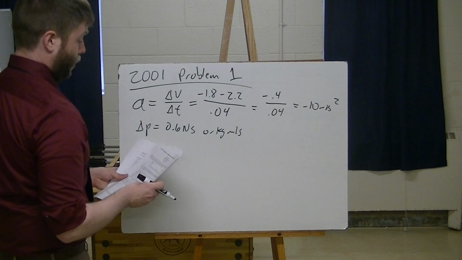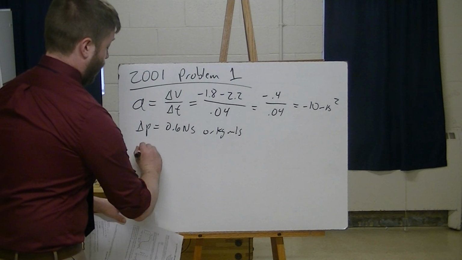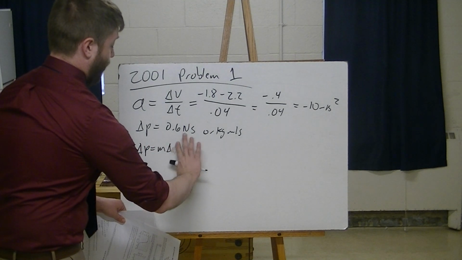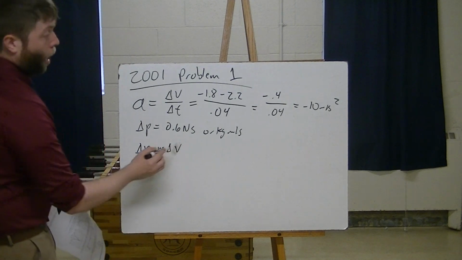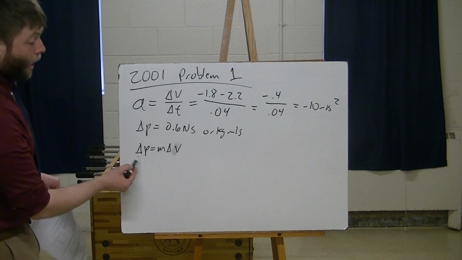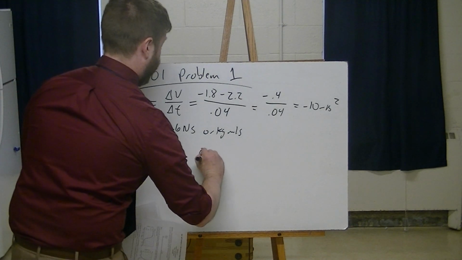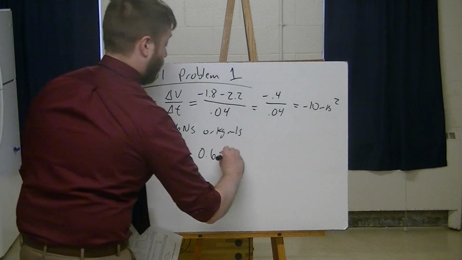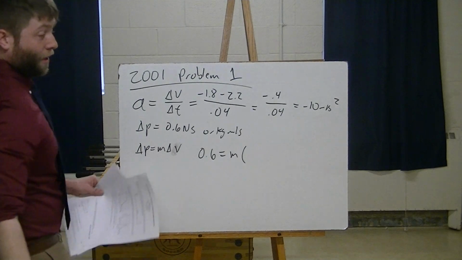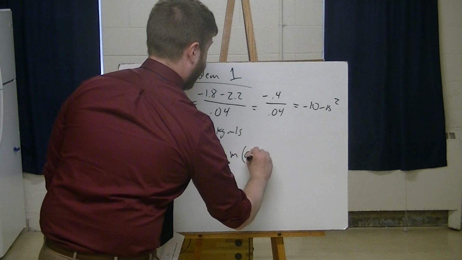The way I would do it is we know that the change in momentum would be equal to the mass times the change in velocity. We know the change in velocity, we did that up here. We don't know the mass, that's what we're trying to find. And we just found the change in momentum in part B. So now I have 0.6 is equal to the mass multiplied by the change in velocity that we found up here, which would be 0.4. I'm not worried about the minus sign right now.